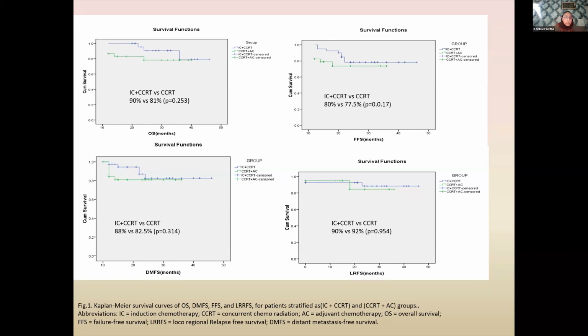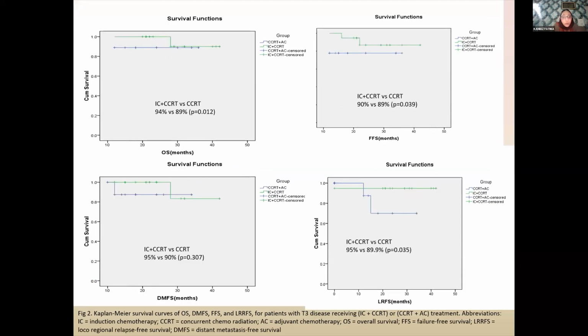On subgroup analysis, we found a statistically significant difference in the overall survival in the induction chemotherapy group, that is 94% versus 89%, with a p-value of 0.012. Failure-free survival 90% versus 89% with a p-value of 0.039. Loco-regional relapse-free survival 95% versus 89% with a p-value of 0.035, except the distant metastasis-free survival, which was the same in both the groups.